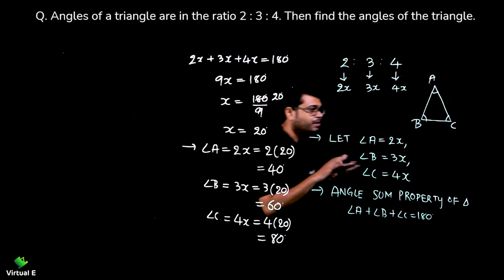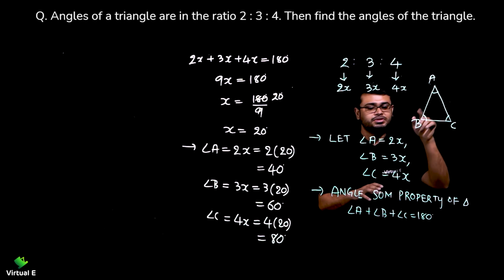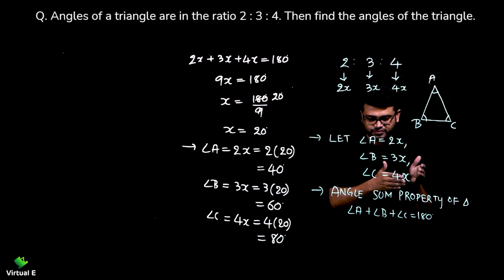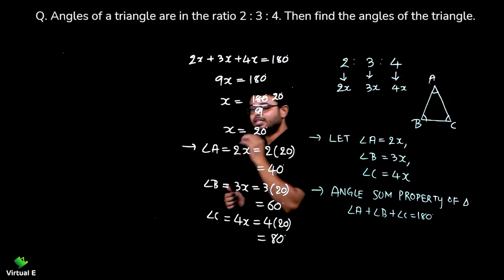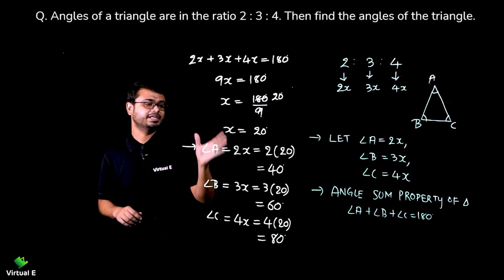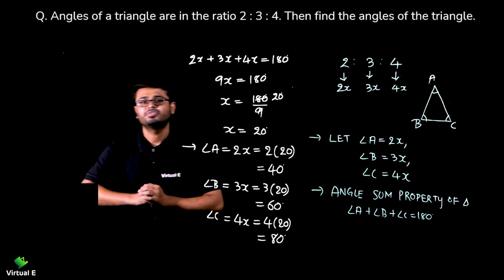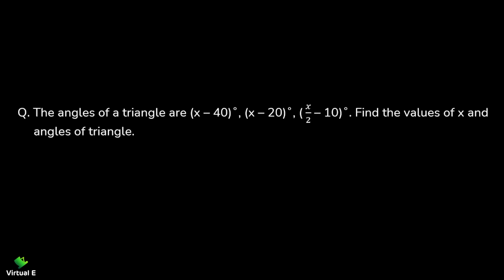This is a very basic question. You have the ratios. You take 2x, 3x, 4x, add them up and you get the value of x, and multiply to get the value of the angle. Let's move to the next question. Let's start with one more question. The angles of a triangle are x minus 40 degree, x minus 20 degree, x upon 2 minus 10 degree. Find the value of x and then the angles of the triangle.